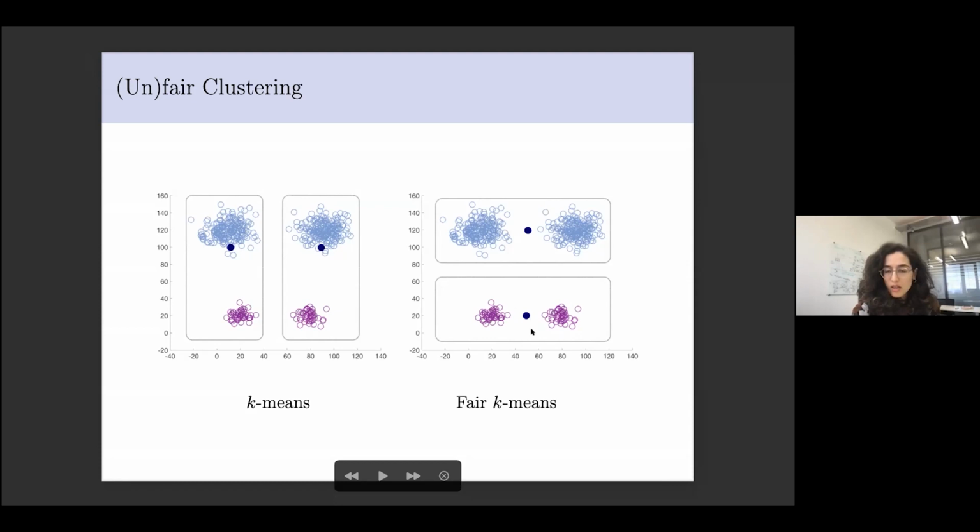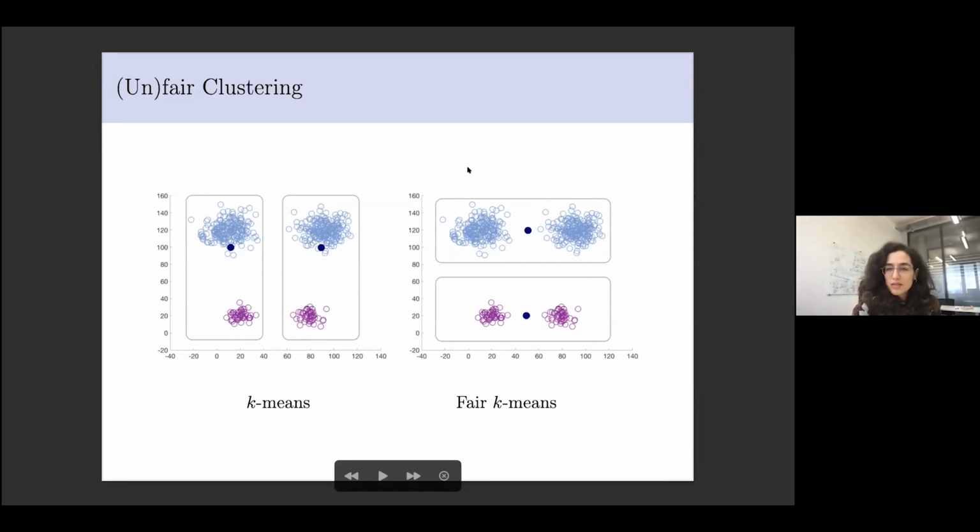On the right-hand side, I'm showing you another clustering, which is putting all the blue points in one cluster and all the purple points in another cluster. And I'm showing you the corresponding centers. As you can see in this clustering, the access cost for the blue demographic group has increased, but the access cost for the purple demographic group has decreased. So this is a more equitable solution for these 2 demographic groups.